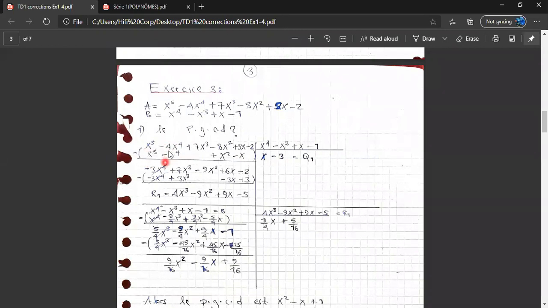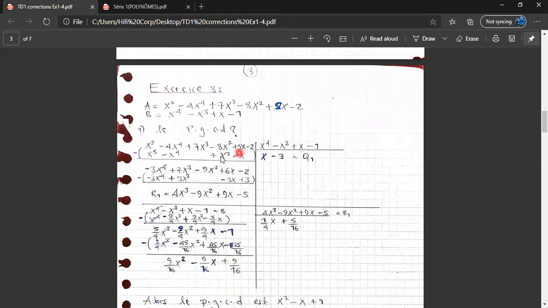Negative 4x squared, this to be plus, right? So negative 4x to the power 4 plus x to the power 4, it will be what? Negative 3x to the power 4. 7x to the power 3 minus 0 will be 7x to the power 3. Negative 8x squared, this to be distributed here to be minus. You need to be careful with the signs. So negative 8x squared minus x to the power 2, it will be what? Negative 9x to the power 2.